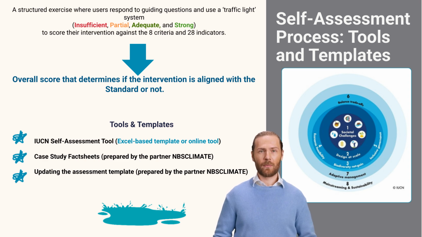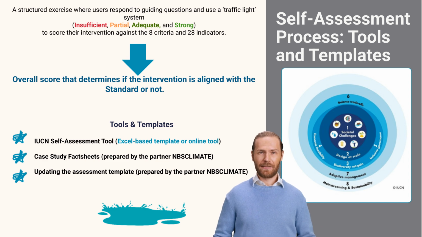3 main tools support this process. First, the IUCN Self-Assessment Tool, available as an Excel template or online platform, guides users through all criteria and indicators using structured questions and clear scoring guidance. It requires evidence to support each score and generates a visual overview of performance across the criteria.